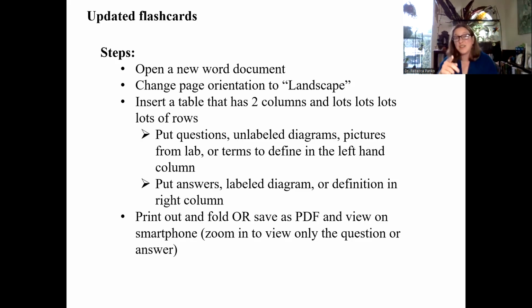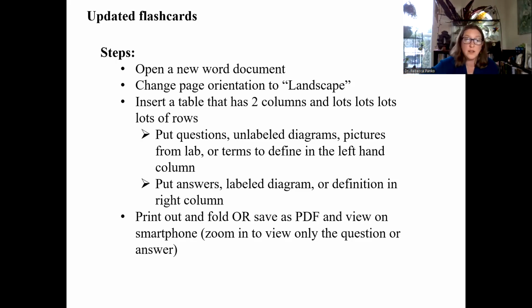And what's nice about this class is you have the lectures as PowerPoints. You have the lab manuals, you have the lectures as PDF slides, right? You have the lab manuals as PDFs. So you can easily take screenshots of lab content or whatever to get those unlabeled diagrams into this flashcard system.